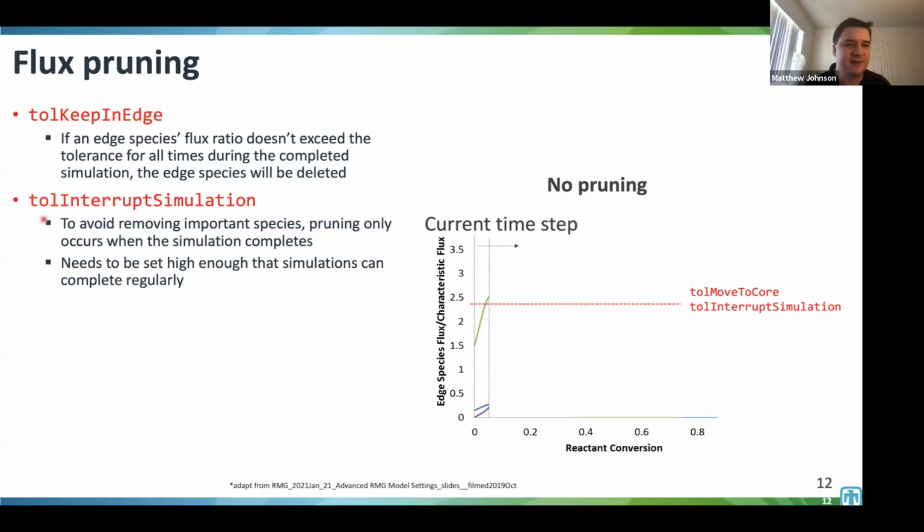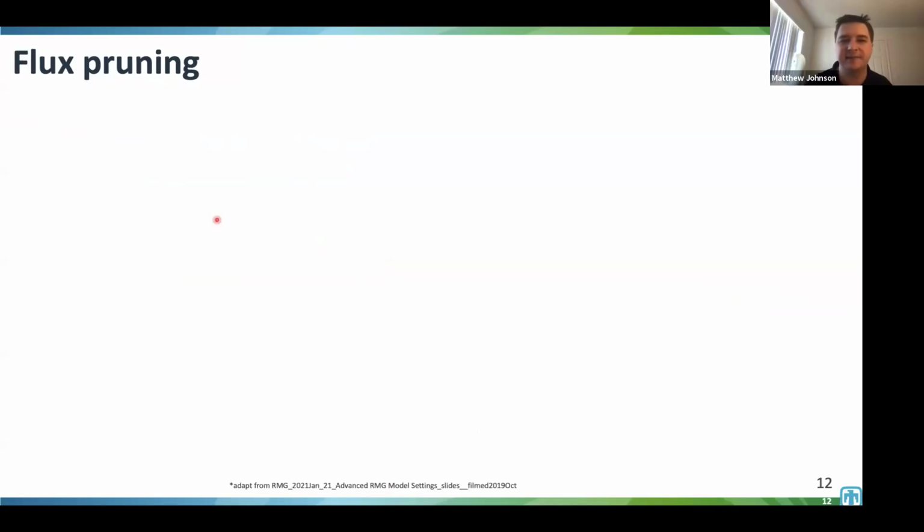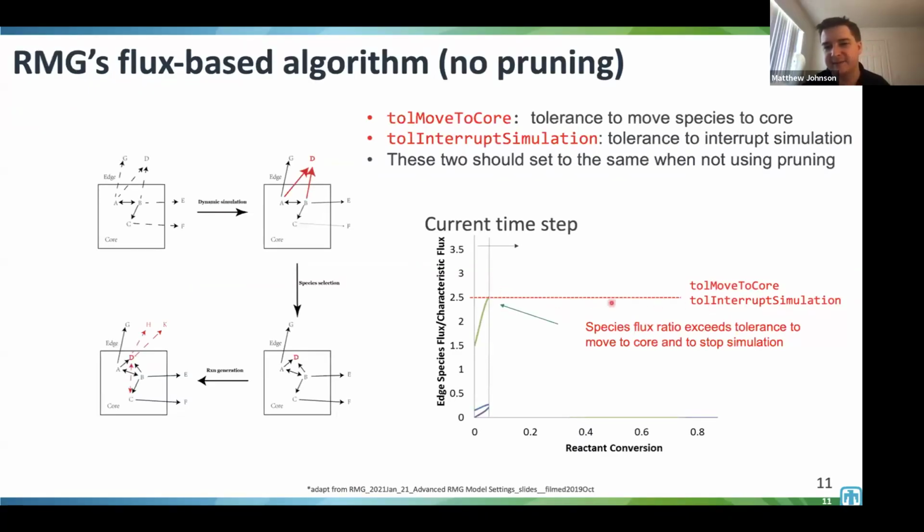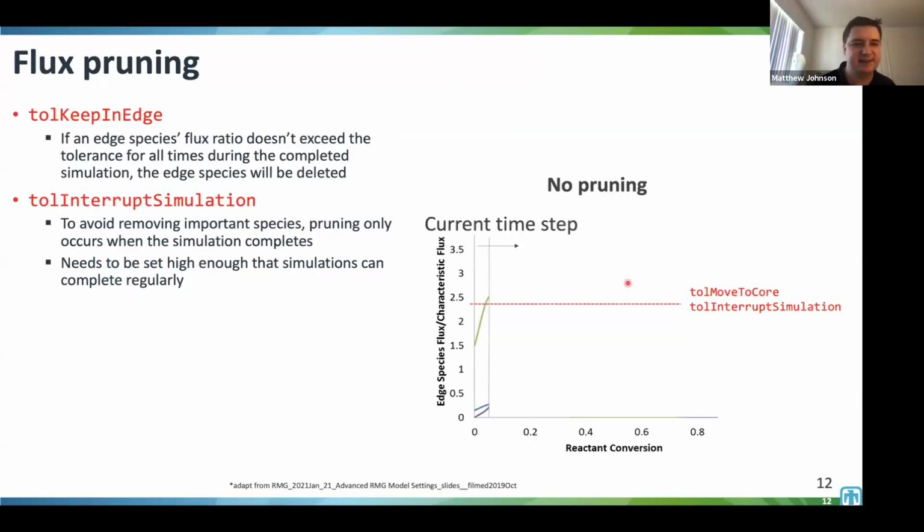We're starting to look a little bit more at this tolerance interrupt simulation, which in the previous setup, having it be further out doesn't help us that much. But in this case, it makes a huge difference because we want to complete this simulation. We want to know that the edge species flux ratio doesn't just increase later on and become important, because otherwise we'd be removing it. If we were removing it here early in the run, we'd have trouble, because if it was actually important over here, then we've missed it completely and we'd have some species selection error.